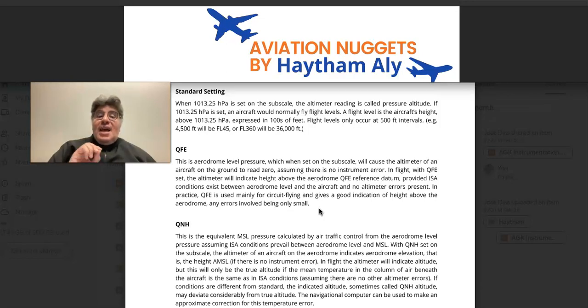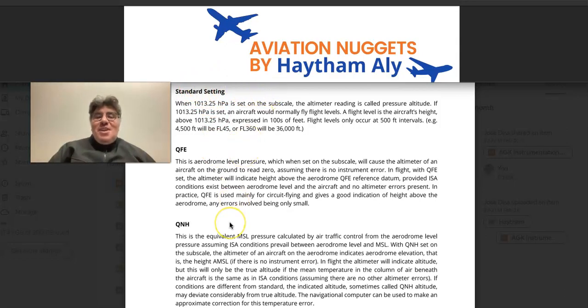And the QFE is the pressure setting that when the aircraft is on ground, the altimeter will read 0 because you are on the ground. QFE again related to height. Standard setting related to pressure altitude or flight level.